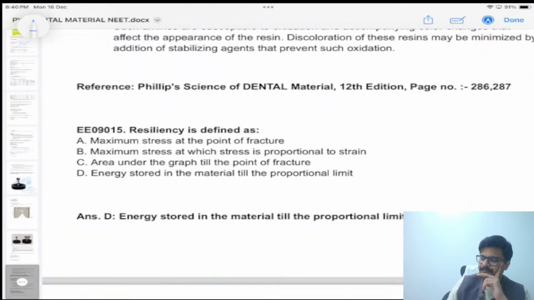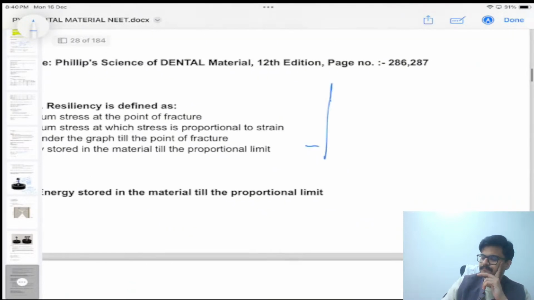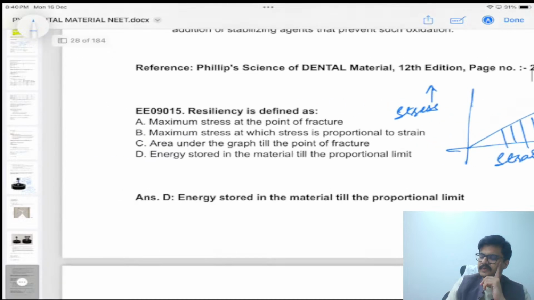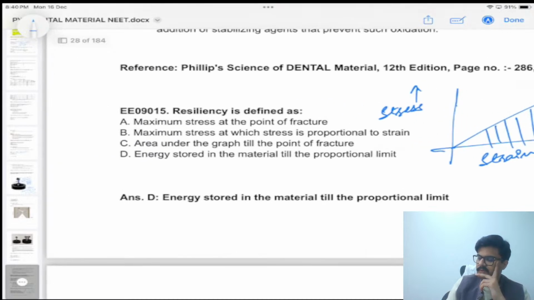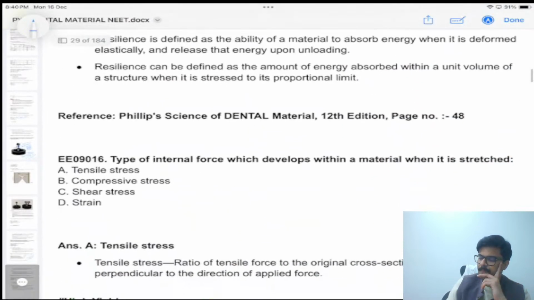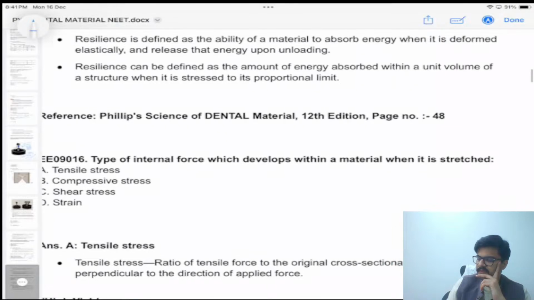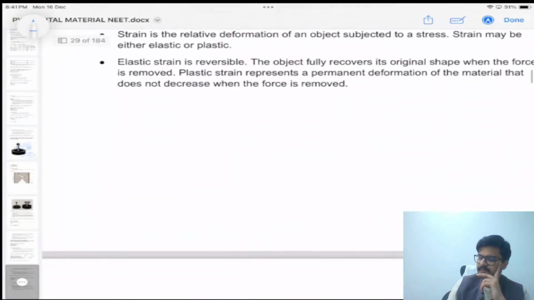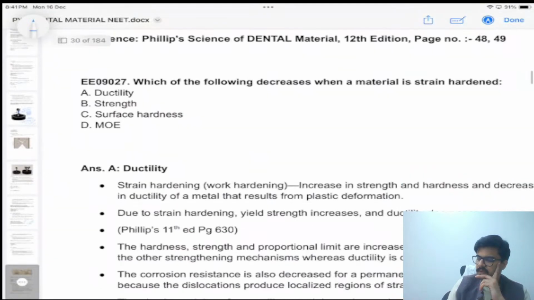Resiliency is what, guys? Resiliency is basically, that's my stress strain curve, right? Until my proportional limit, whatever energy is stored in my body is resiliency. So energy stored in the material till the proportional limit. That's a straightforward question. Type of internal force which develops within a material when it is stretched. Of course, it's tensile stress. Very simple, guys. Straightforward question.